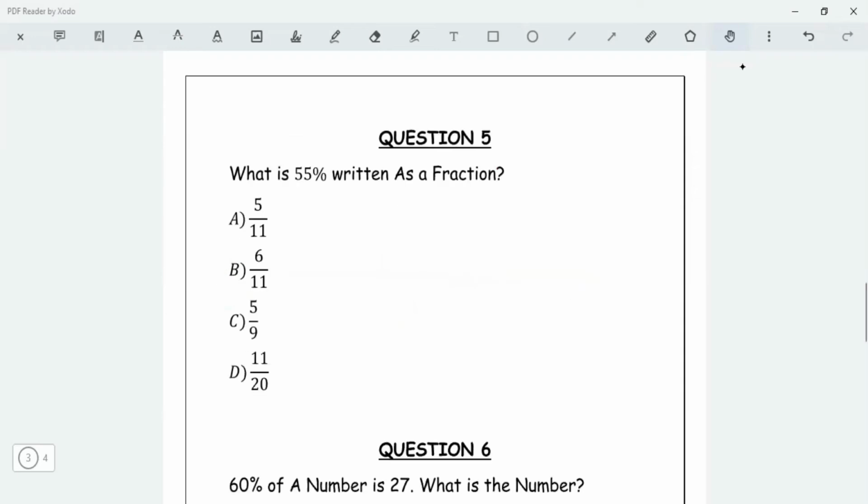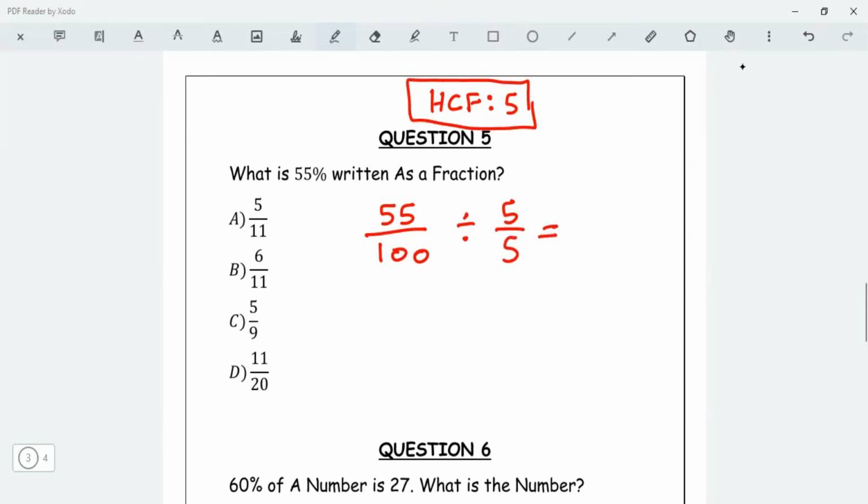Now this one says, what is 55% written as a fraction? So to go from percentages to fraction, 55%, remember, is 55 over 100. That's how we're going to do. We're just going to write the percentage that they give you and put it out of 100. So this is 55 over 100. Now we just need to simplify it. Now we can divide both the numerator and the denominator by their highest common factor. The highest common factor between 55 and 100, it looks like 5. So if we divide 55 and 100 by 5, 55 divided by 5 is 11. 100 divided by 5 is 20. So the answer is 11 out of 20.